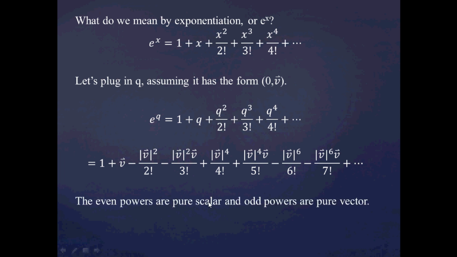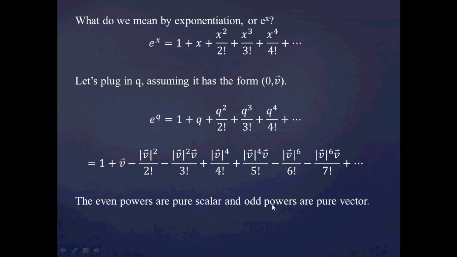And now what we're going to do is make that observation that the even powers here, that is, this is like the 0th power here, this is the 2nd power, this is the 4th, the 6th power over here. These even powers are pure scalar parts. That is, 1 is a pure scalar, there's no vector part there. This thing right here is a pure scalar. This is a pure scalar here. And for all of the even powers.